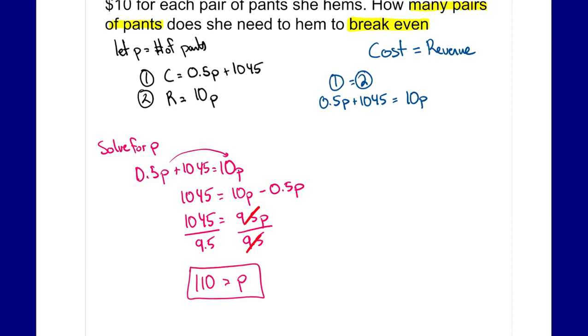So in a kind of modified solving by substitution, you could argue we're still graphing essentially two lines, and we are finding a point of intersection. If we were to graph it, this is where it's meeting. So here we have, therefore, she needs to hem 110 pants, or pairs of pants.